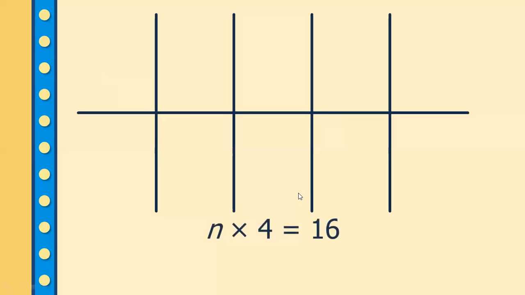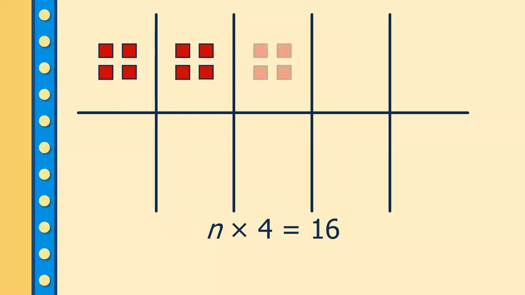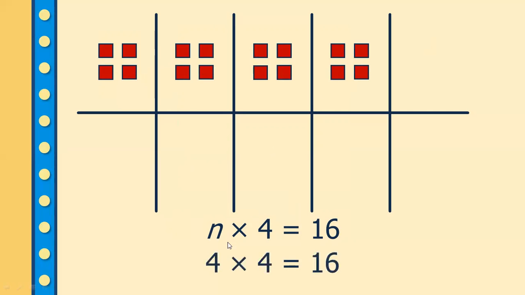Let's try another one. N times 4 equals 16. Well, we're going to start with 4 in each set, and we're going to keep counting by 4s until we get to 16. So 4, 8, 12, 16. We have 1, 2, 3, 4 sets. So we know that 4 sets of 4 blocks equals 16.